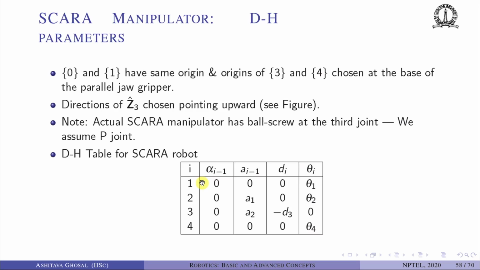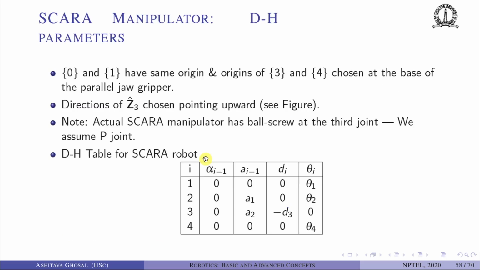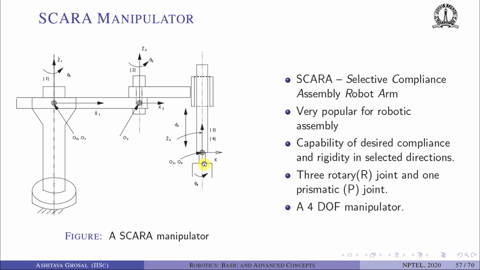So how about the DH parameters of this robot? The 0th and the first coordinate system have the same origin by convention. The origins of 3 and 4 are chosen at the base of the parallel gripper. So 0 and 1 are at the same place here. Then 3 and 4 are chosen at the base of the parallel gripper. Direction of Z3 is chosen pointing downwards. In this example, Z3 is this way.